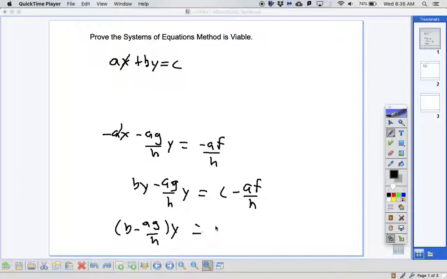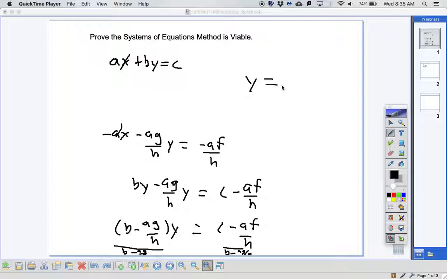And then on this side, we're just going to rewrite it, c minus af over h. Now lastly, whatever this coefficient is, you're going to divide by it. So we're going to divide both sides by b minus ag over h. And I'm going to do it over here too, b minus ag over h. And I'll write the answer up here.